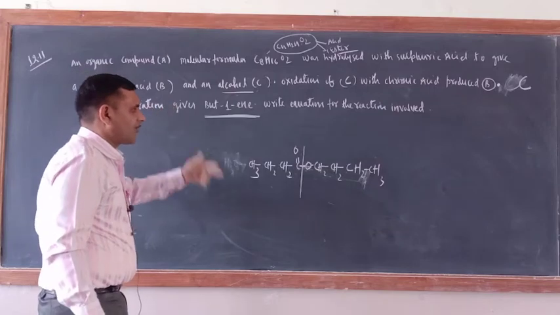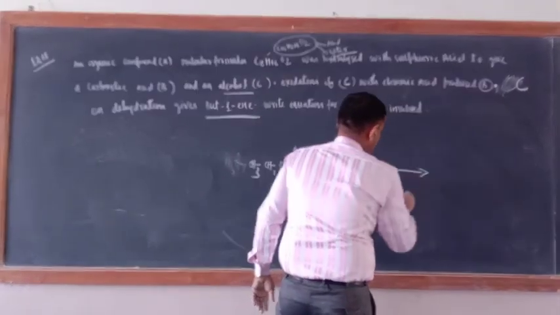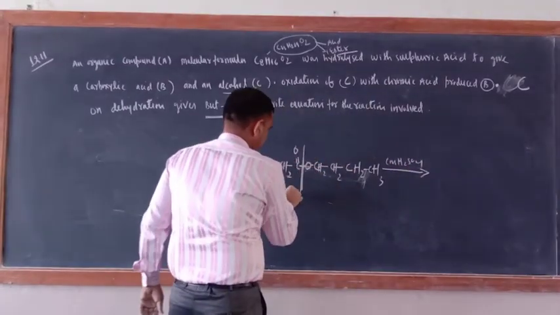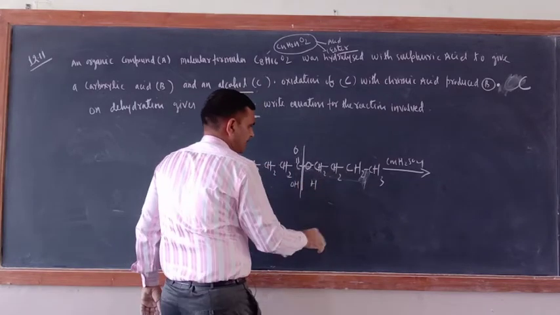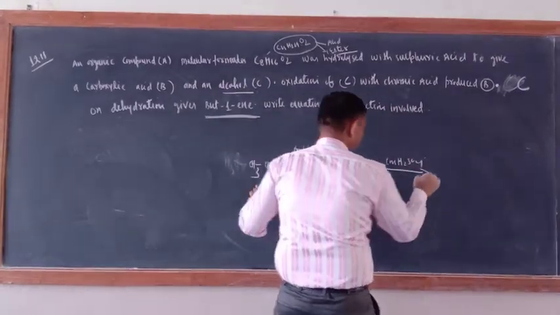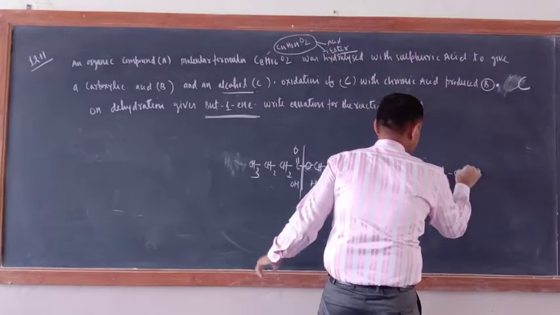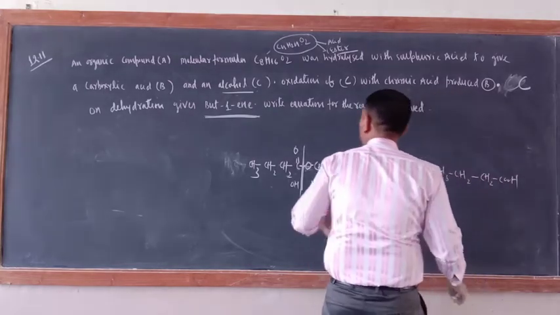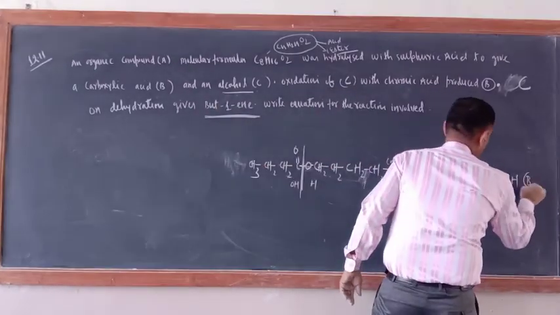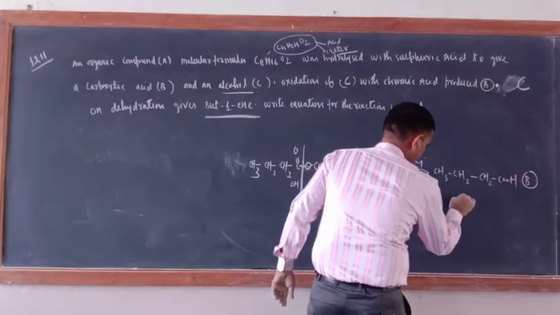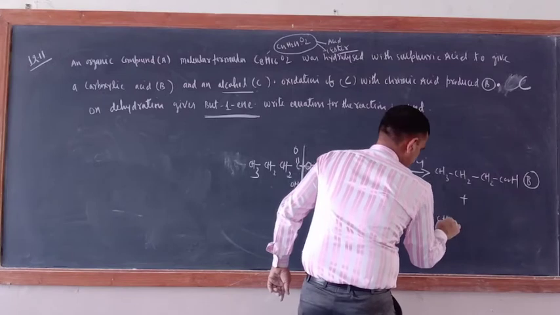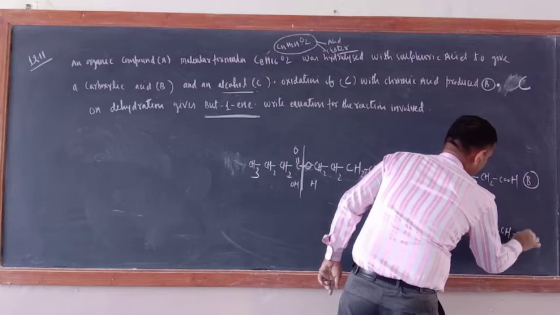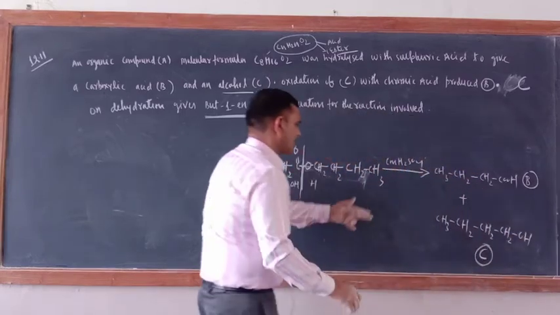Now subject it to acidic hydrolysis in the presence of concentrated H2SO4. So in hydrolysis, here give OH, here give H. So what is the product here? CH3 CH2 CH2 COOH. Correct. Now this is B. Another one is plus CH3 CH2 CH2 CH2OH. What is this one? C. This is the alcohol. Check.